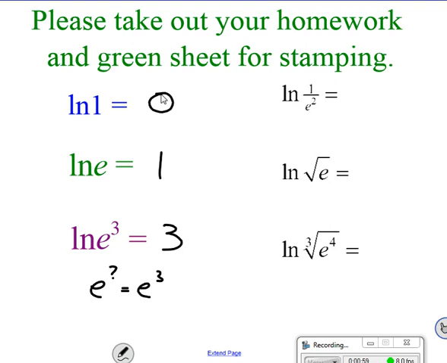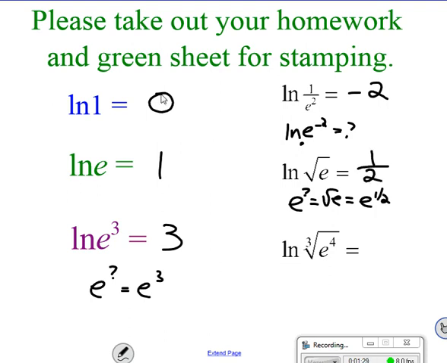Welcome back. If we are doing ln of 1 over e squared, well, that's the same as ln of e to the negative 2. So the hidden base of e to what power would get me e to the negative 2, and that would be negative 2. Again, I think e to some power is going to be square root of e, otherwise known as e to the 1/2. So the power, or the answer, will be 1/2.